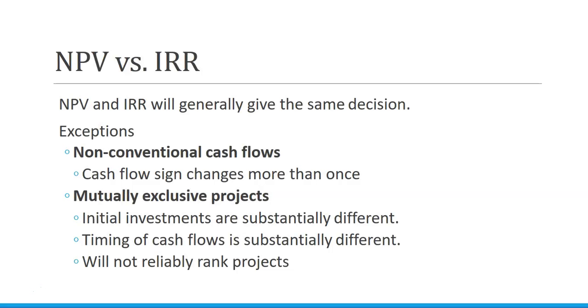The net present value and the internal rate of return will generally give the same decision. The exceptions to that are if the cash flow sign changes more than once. So when I was talking about if we have more than 1 year with negative cash flows. If only year 0 is a negative cash flow, they'll return the same decision. If we have another year with a negative cash flow, then the IRR method is not useful to us.